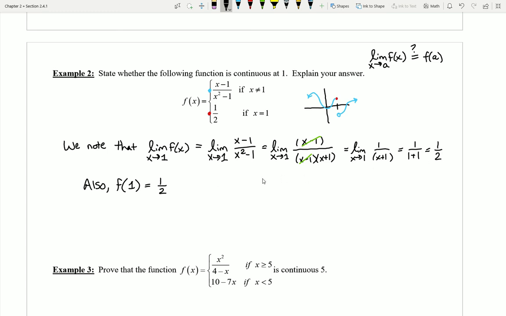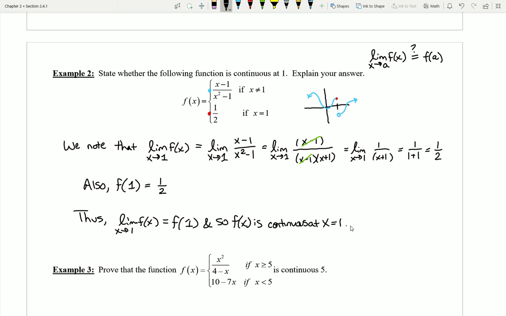Notice these two values actually match. So I can write this. The limit of my function as x approached 1 was actually equal to the function when I plugged 1 in. The limit was equal to the y value of the function. And so f of x is continuous at x equals 1.